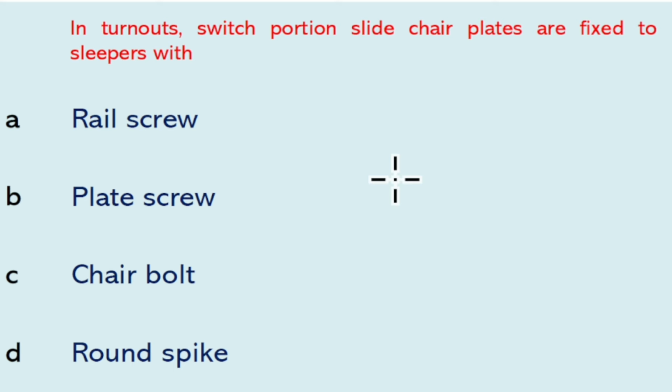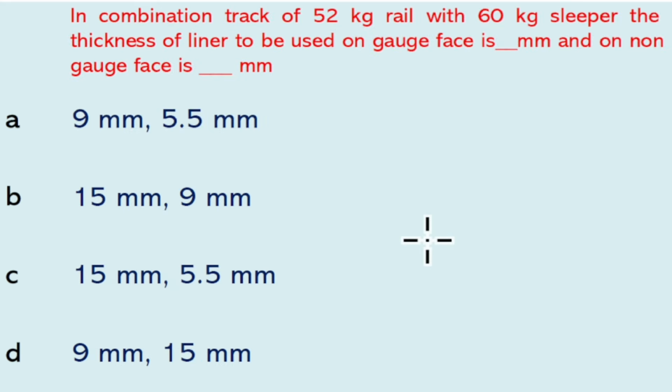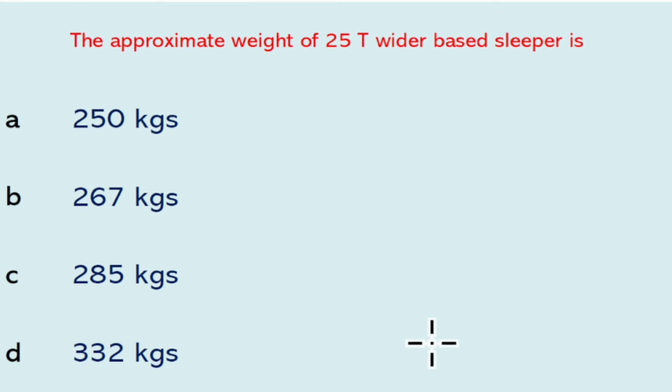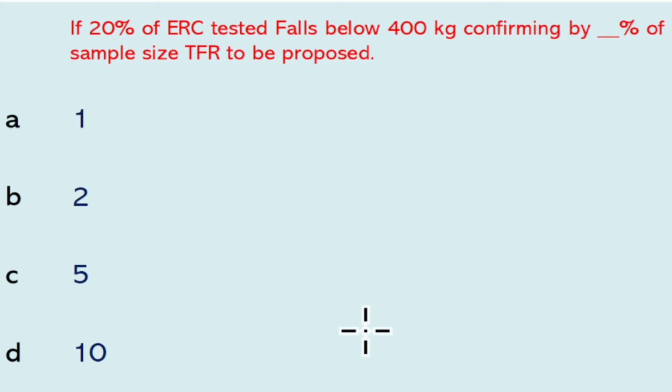In turnout switch portion, slide chair plates are fixed to the sleeper with the help of plate screws. In combination track of 52 kg rail with 60 kg sleeper, the thickness of the liner to be used on the gauge face is 9 millimeter, and on the non-gauge face is 15 millimeter. So option D is the right answer. The approximate weight of a 25 ton wider sleeper is 332 kg.